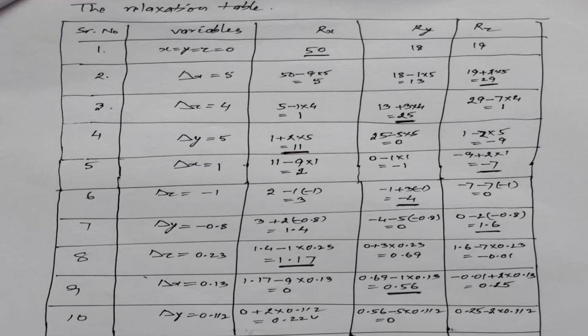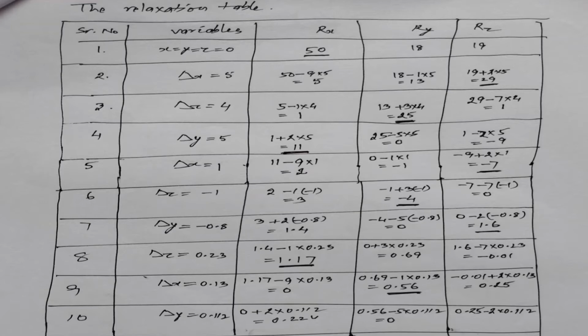Now residual Rz minus 7 is the greatest in magnitude. So we have to reduce minus 7. So we take delta Z equal to minus 1, so that Rz becomes minus 7 into minus 1, that is 0. Correspondingly, Rx becomes 2 minus 1 into minus 1 equal to 3, and Ry becomes minus 1 plus 3 into minus 1, that is equal to minus 4.